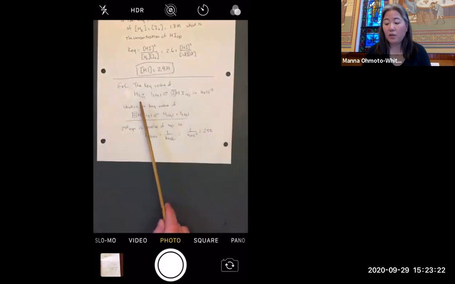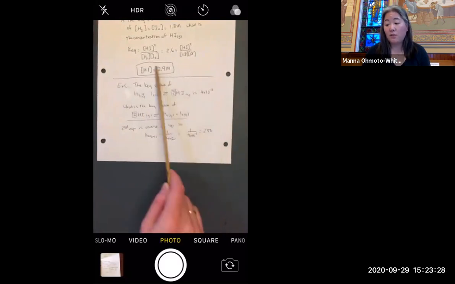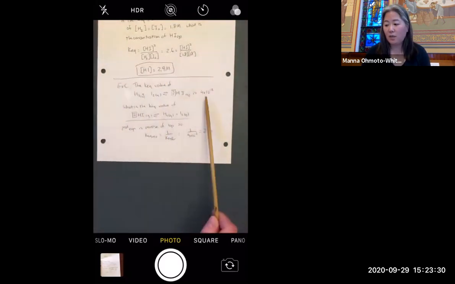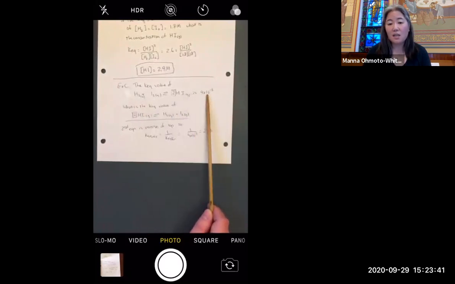if the KEQ value of H2 plus I2 yields 2HI is 4 times 10 to the negative 3, so obviously different conditions than example B, what is the KEQ value of 2HI going to H2 plus I2? In other words, the composition reaction is 4 times 10 to the negative 3rd. What's the KEQ value of the decomposition reaction?